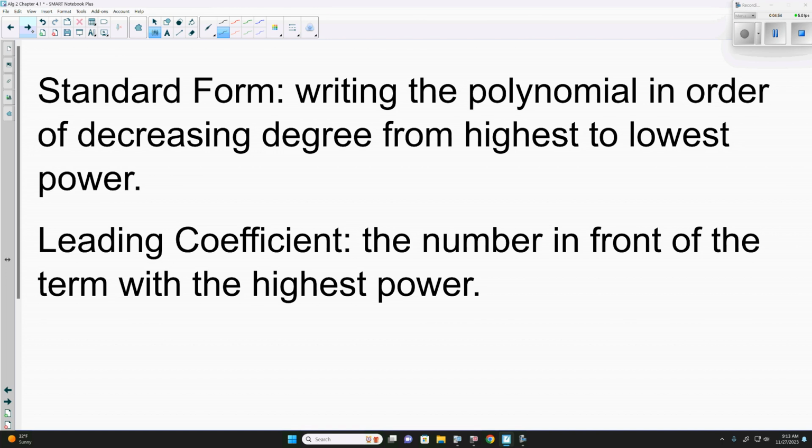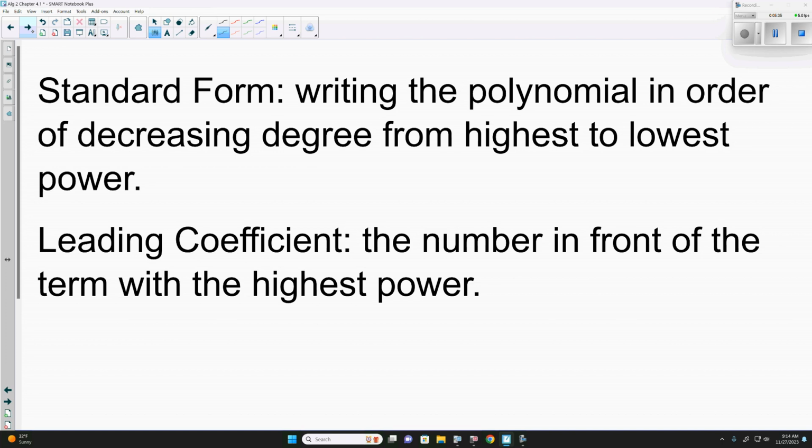Standard form, writing the polynomial in order of decreasing degree from highest to lowest power. So biggest exponent goes first, next biggest goes second, and so on, decreasing to the constant term, the term without a variable. Is writing it in standard form. Leading coefficient is the number in front of the term with the highest power. Now, there are coefficients. Coefficient is just the number in front of a variable. We call those coefficients. The leading coefficient is the one in front of the variable with the biggest exponent.